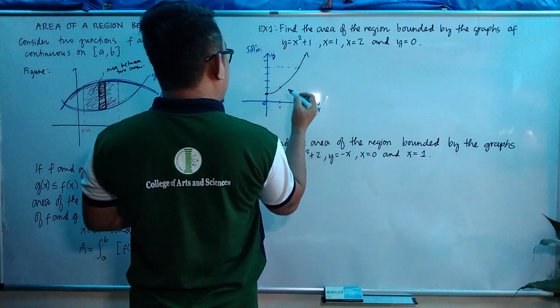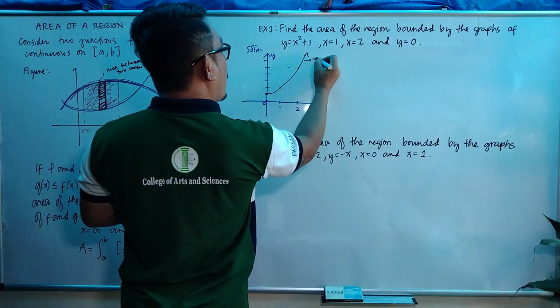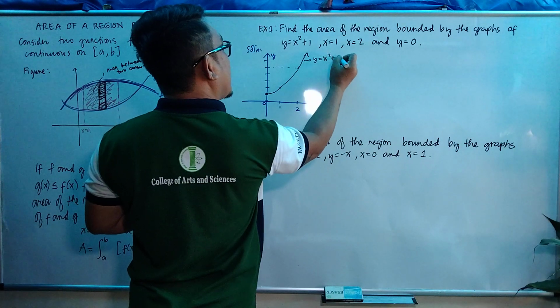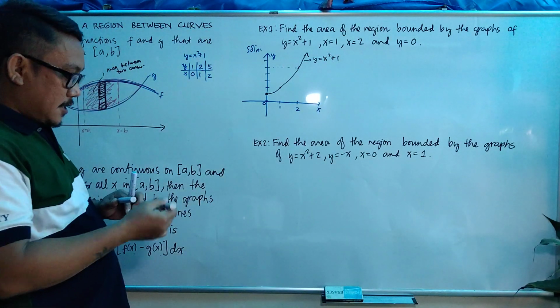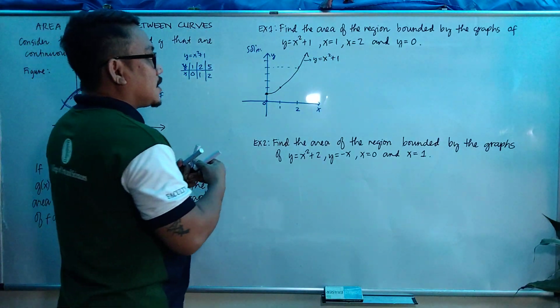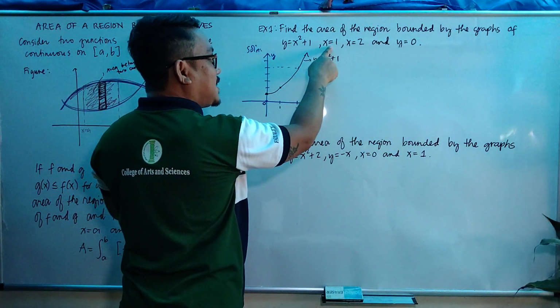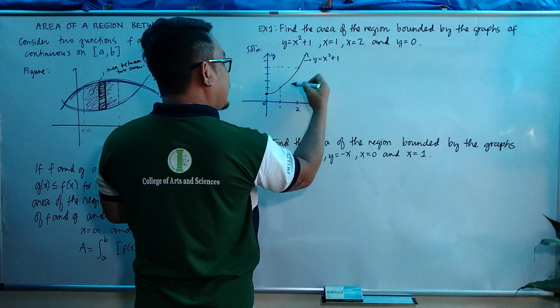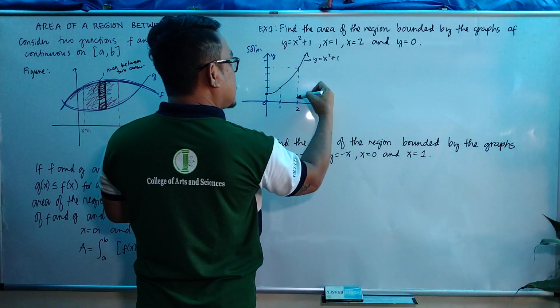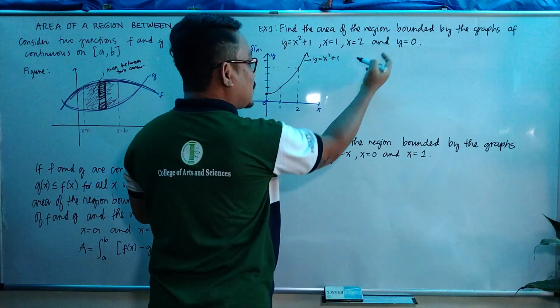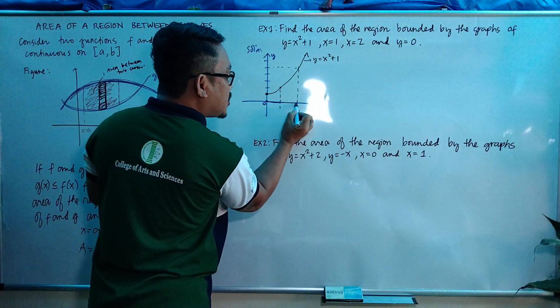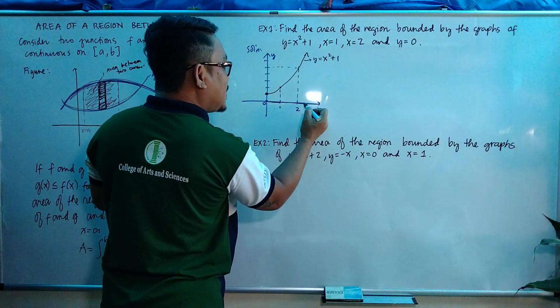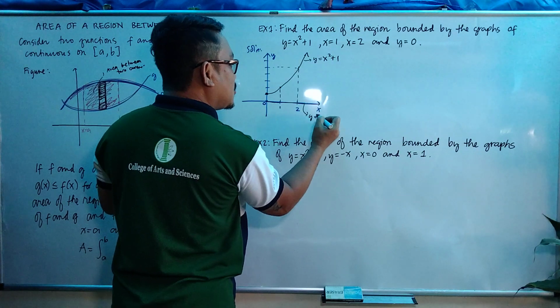This is the graph of y is equal to x squared plus 1. Now, you have the vertical lines x is equal to 1 and x is equal to 2. At this particular point, these are the vertical lines. And then, y is equal to 0. This is y is equal to 0.